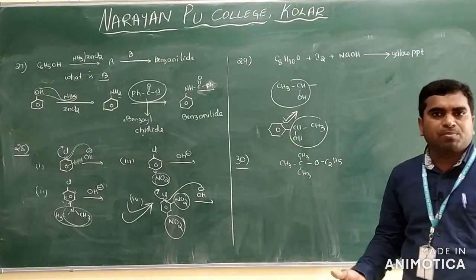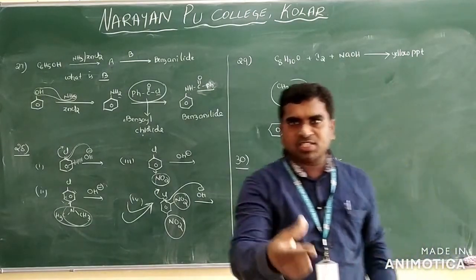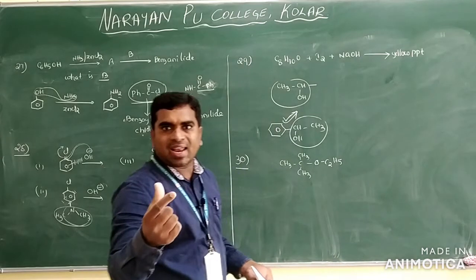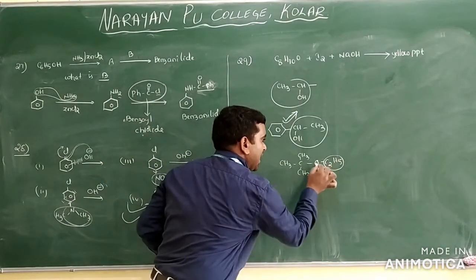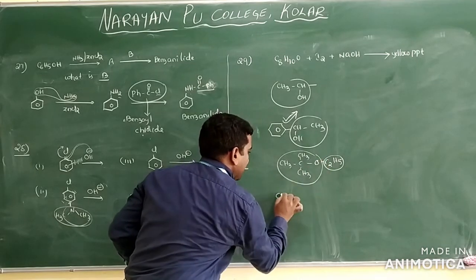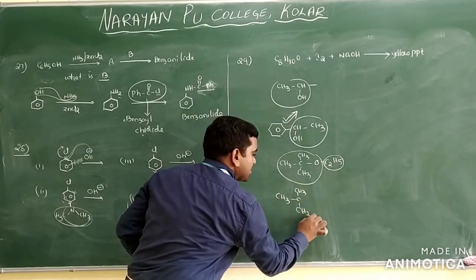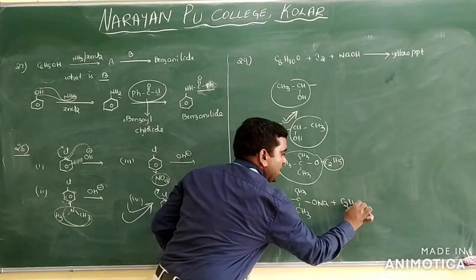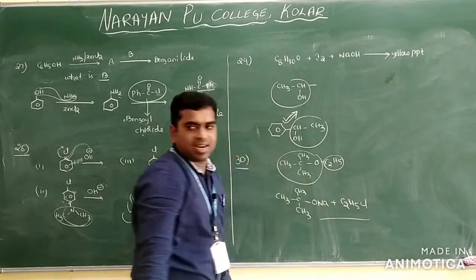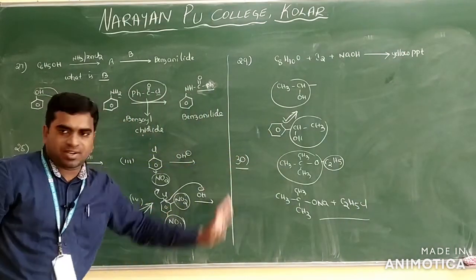Ethers will be prepared from the Williamson synthesis. Williamson synthesis follows the SN2 mechanism. SN2 mechanism means the alkyl halide should be smaller. Clear? So this is the alkyl halide, this is the sodium alkoxide. So the ideal condition, as we have discussed so many times, is sodium tertiary butoxide plus C2H5Cl. This is the ideal condition to form this ether.